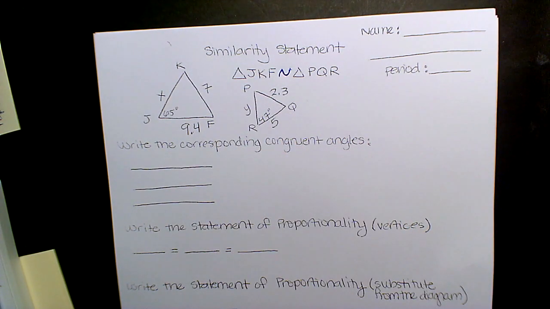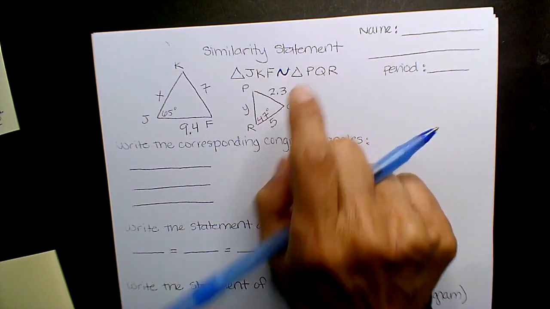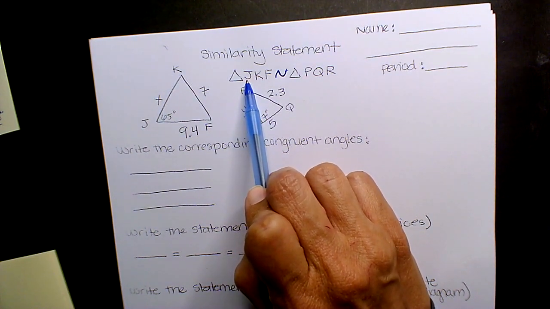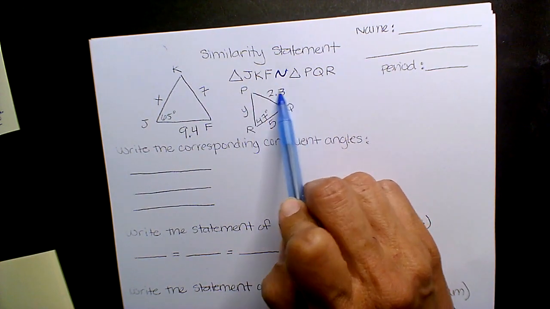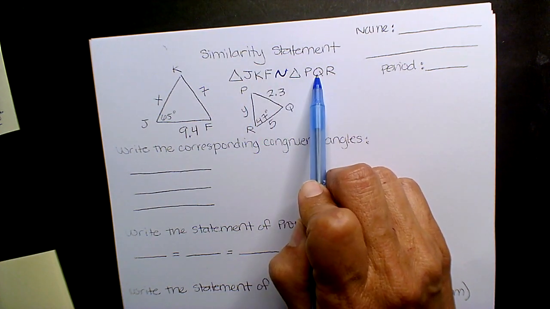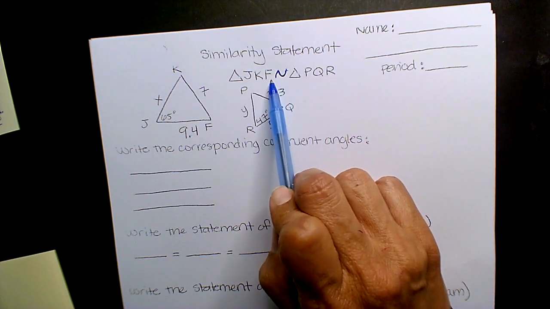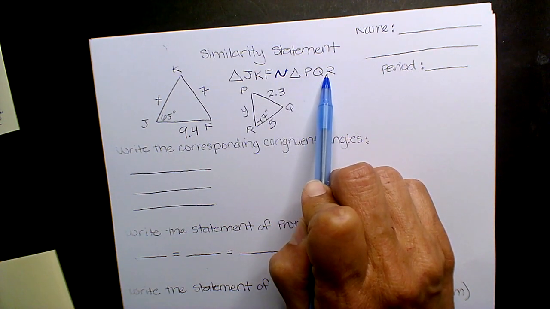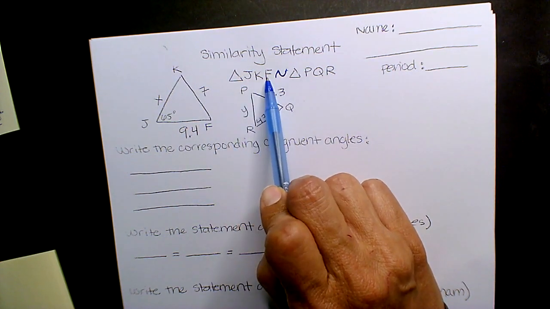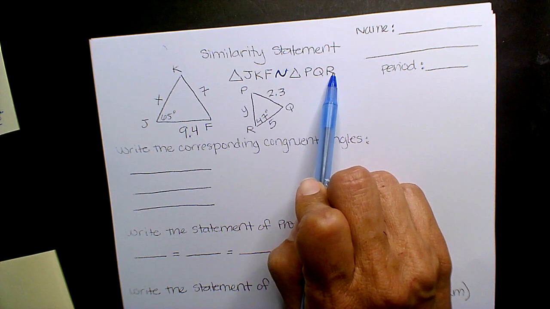Some of you will have to do the 1, 2, 3. Half of you will not. You'll just understand it. This gives you order. It tells you the first letter is J, and the first letter is P. These two correspond. K goes with Q because they're the second letter. F goes with R. It's the second letter. They correlate in the similarity statement. The way they name the triangle and the way they name the triangle is in the same order.